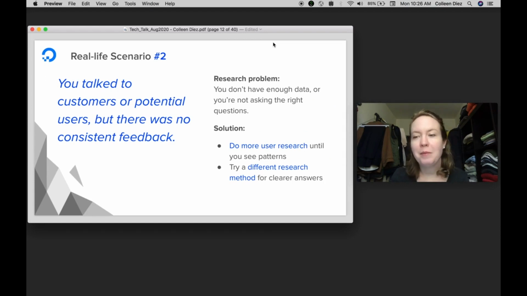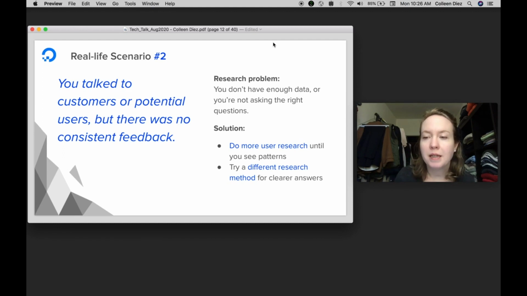But let's say that your scenario is that you have been talking to customers or potential users, but you're not getting consistent feedback. This is also a common research problem that I've heard from other folks. In this case, it sounds like you haven't collected enough data, or you're not asking the right questions. So the solution for this is really to do more user research until you see patterns.